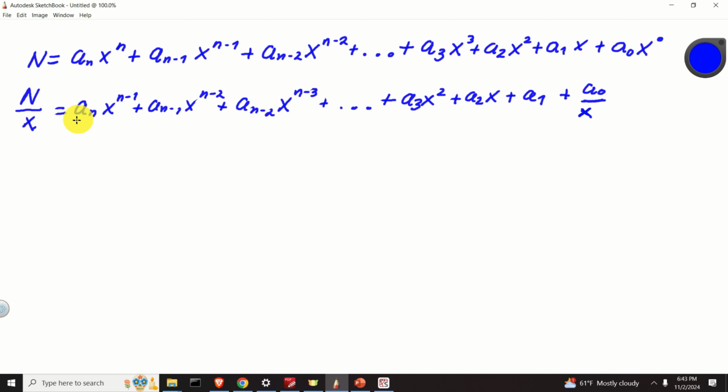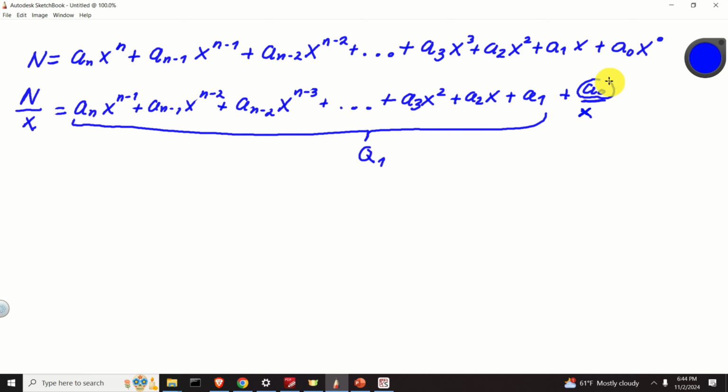The integer quotient is this part over here. And let's denote this part simply by q1. The remainder of this operation is a0. And this is how we get the first coefficient. Next, we perform this division recursively.